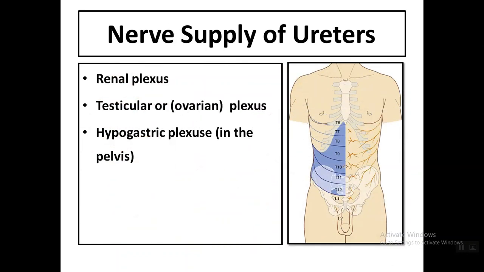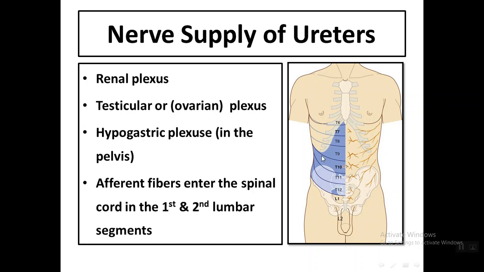What is the nerve supply of the ureters? Also it is from three plexuses: the renal plexus, the testicular or ovarian plexus, and the pelvic and lower part will be from the hypogastric plexus in the pelvis. The afferent fibers that carry pain impulses will enter the spinal cord in the first and second lumbar segments, giving referred pain.